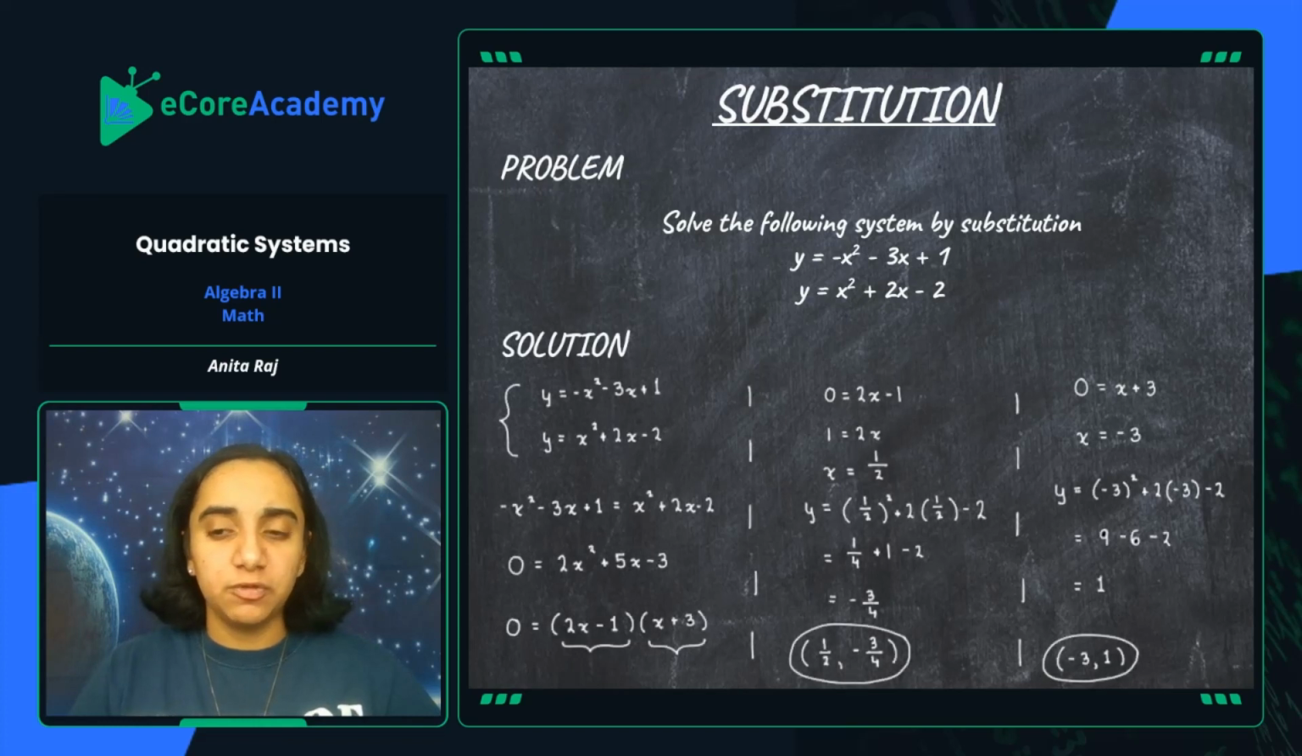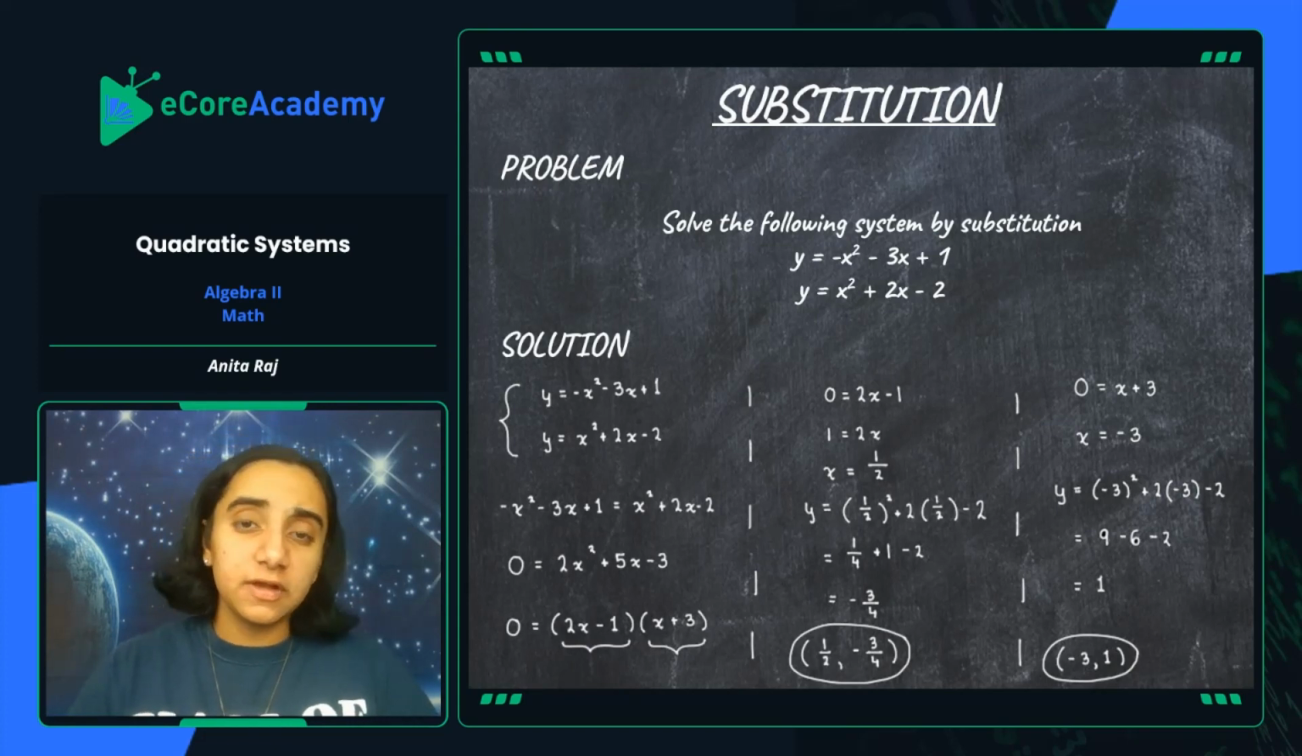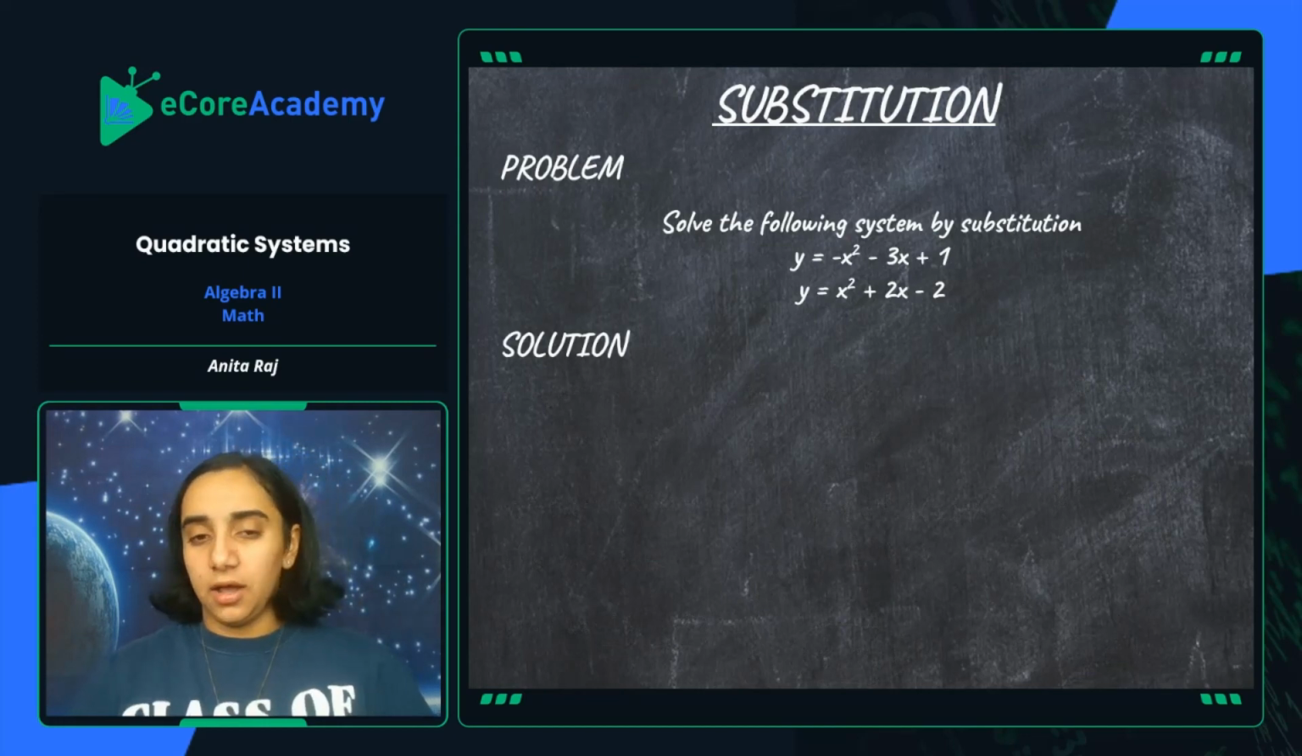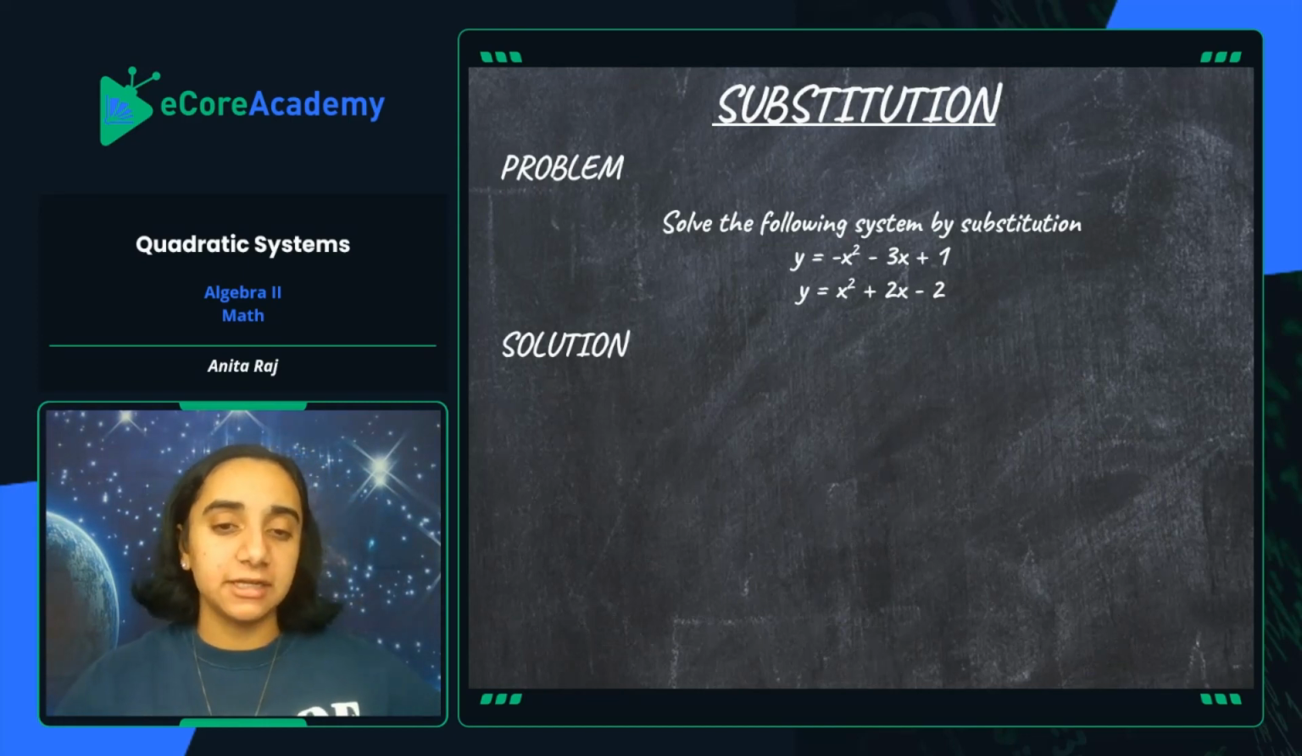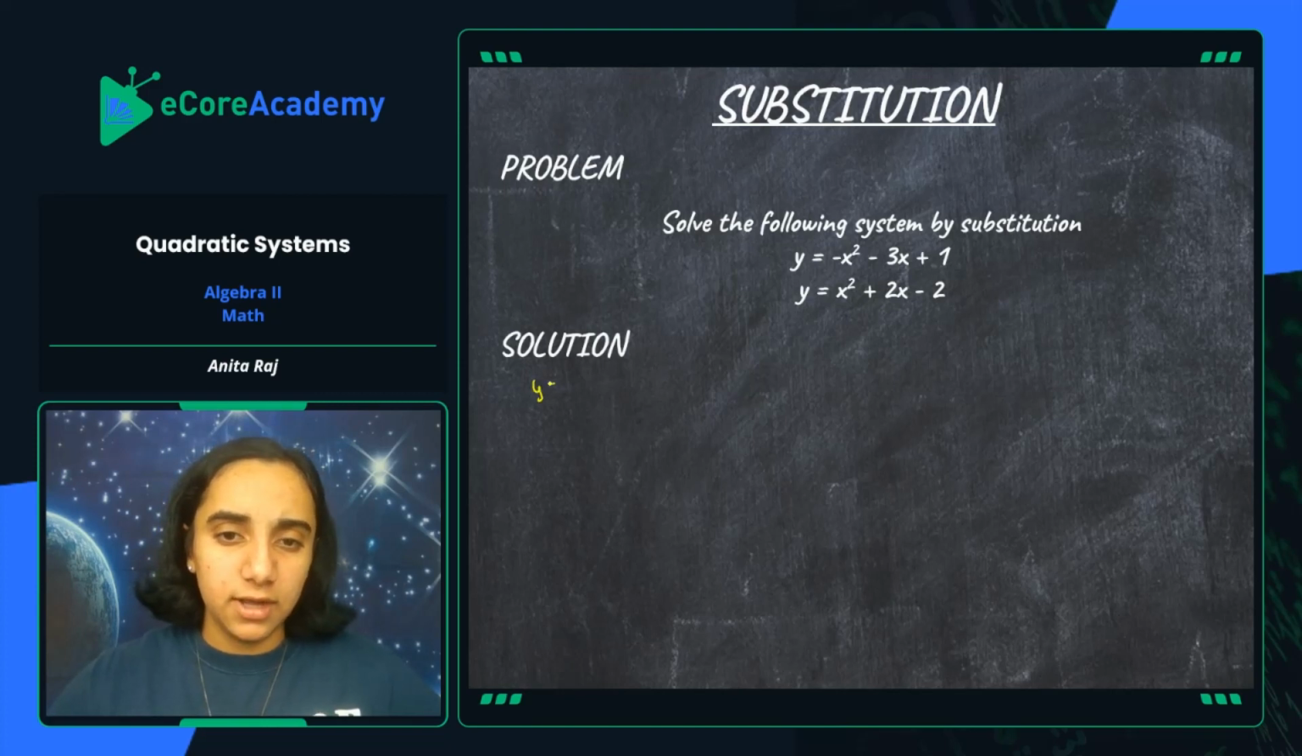Here's a solution already pre-written for you if you want to copy that down, and then I'll walk you through it again. So hopefully that was enough time for you to copy it down if you wanted to. I'll be showing you how to do that as I explain it to you. So here I'm going to write the two equations. y equals negative x squared minus 3x plus 1. And then our second equation, y equals x squared plus 2x minus 2.